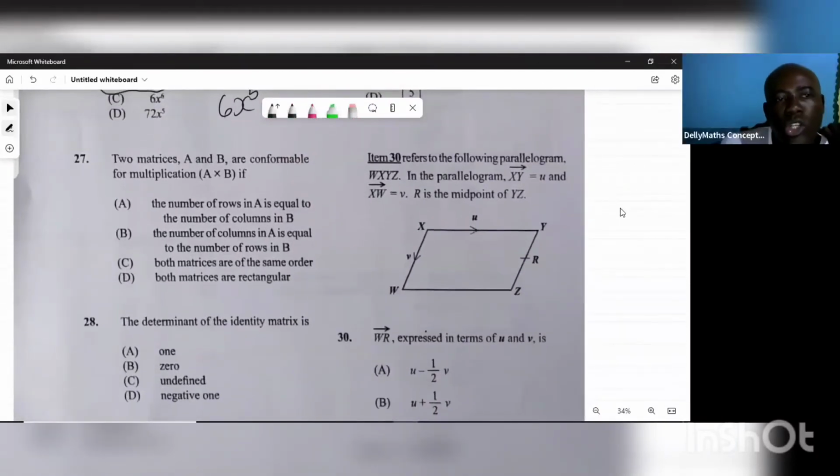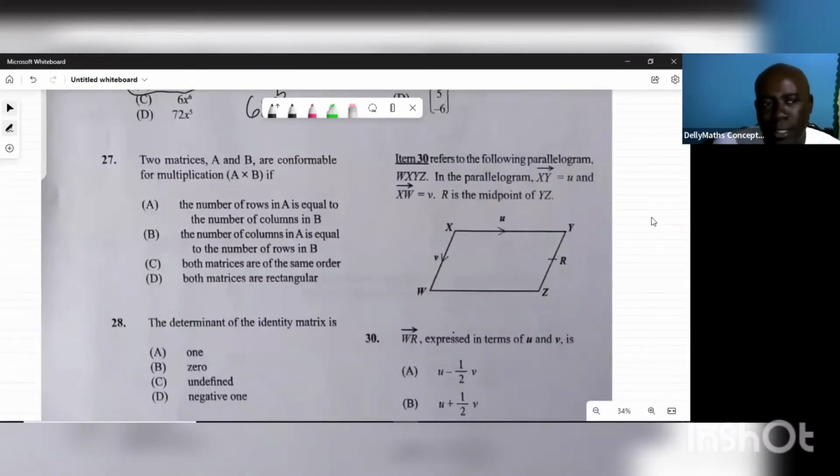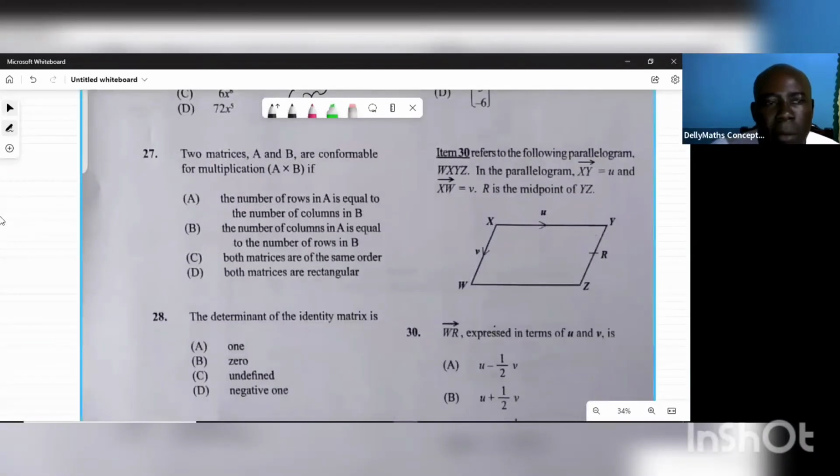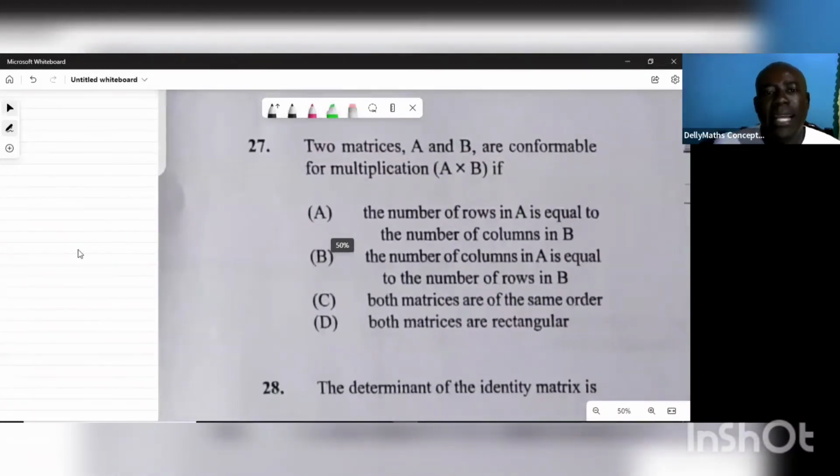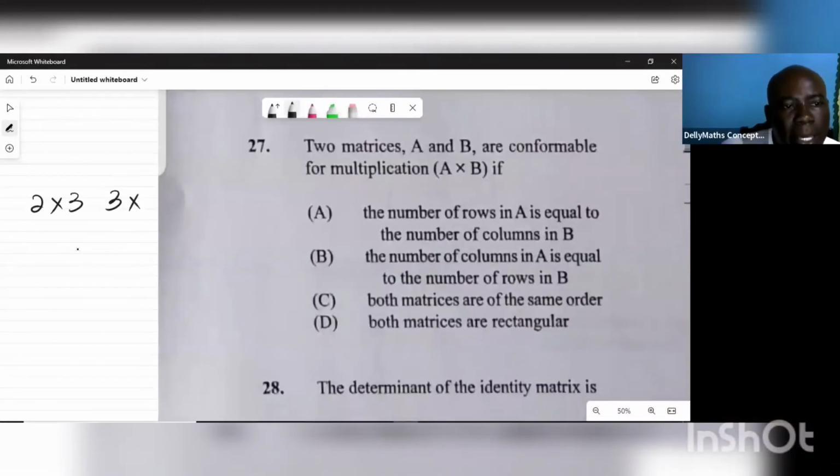Next question. Two matrices, A and B, are conformable for multiplication if what? So they're asking under what condition you could multiply two matrices. Remember we spoke about this some time ago. Let me make up a case. We normally say that we can know if they can multiply if these two numbers in the middle are the same.